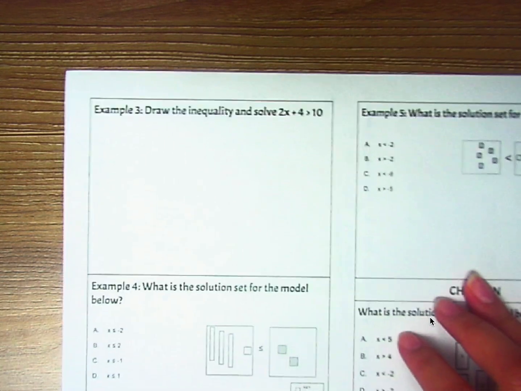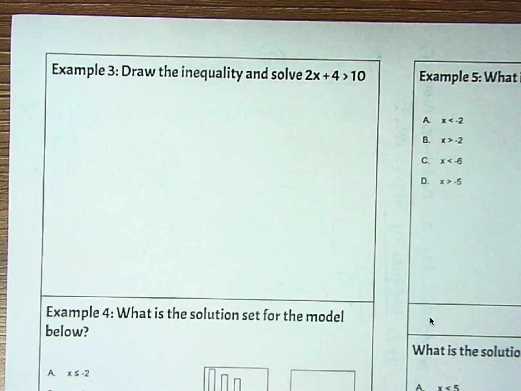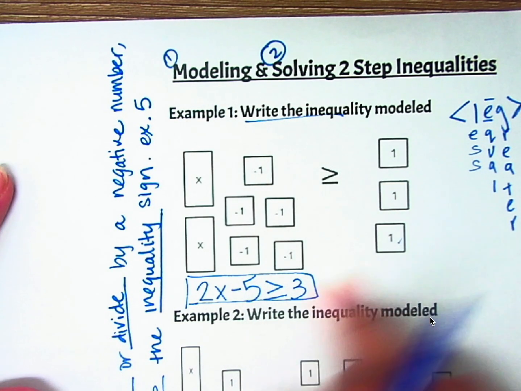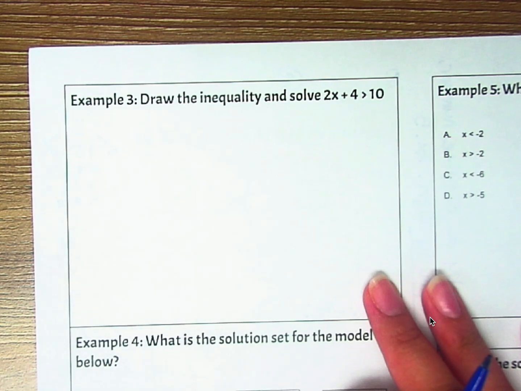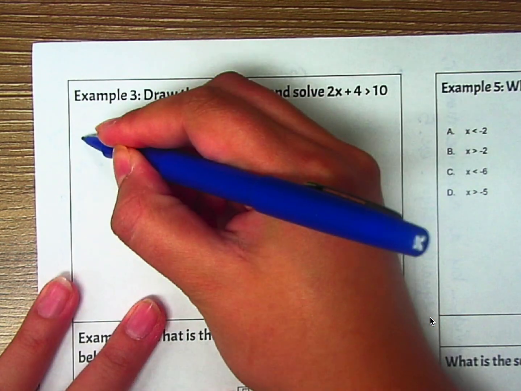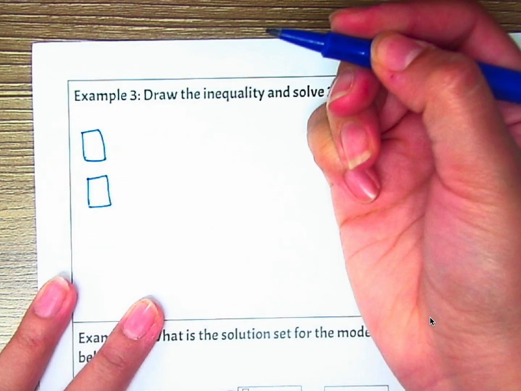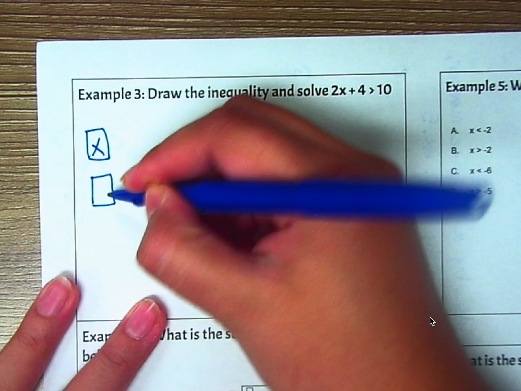Okay, flip it over. Example 3 says draw the inequality and solve. 2x plus 4 is greater than 10. So just like we did over here, this was our picture. We just have to draw it now. So we have 2 x's. So that means we have to draw 2 boxes. And what are we going to put inside? We're going to put x.